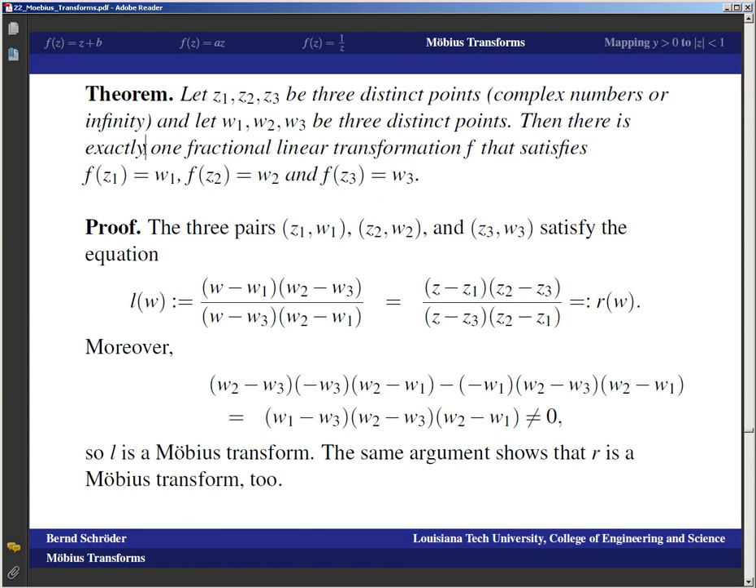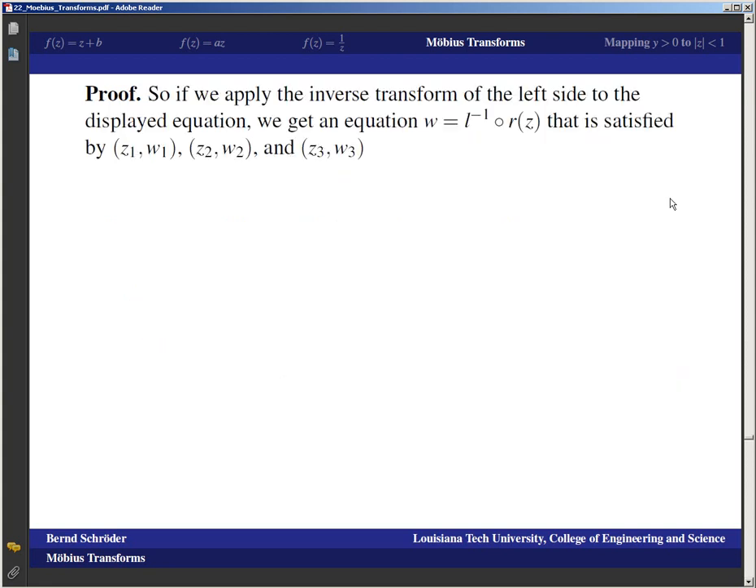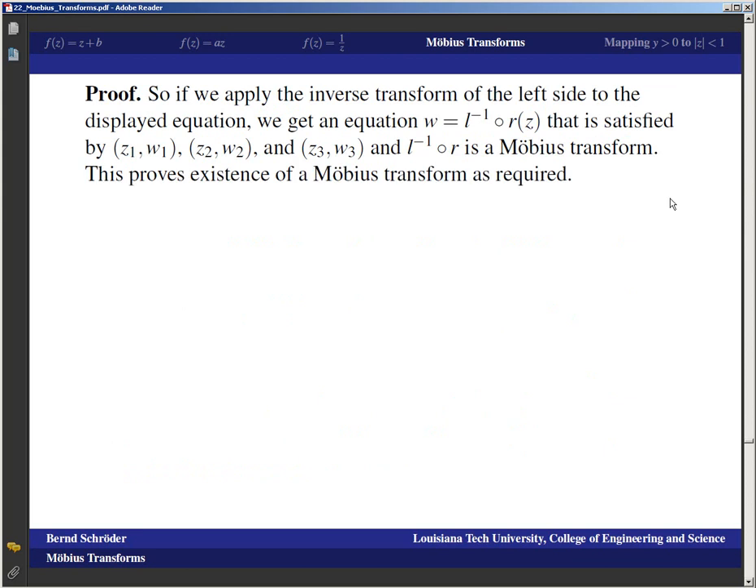Yeah, I emphasized the "exactly," but the equally important part in this theorem is that there is one to begin with. So it's determined by 3 points, but also any 3 points will give you a Möbius transform. Okay, so that's where we were at.